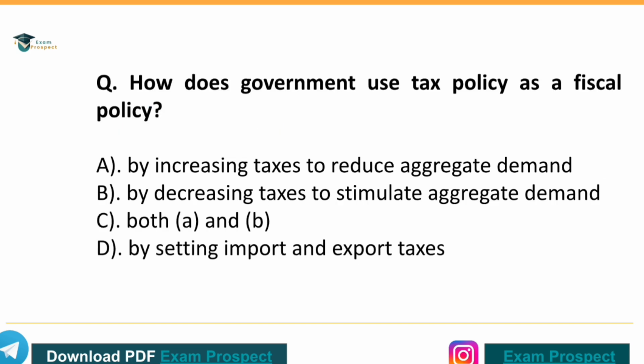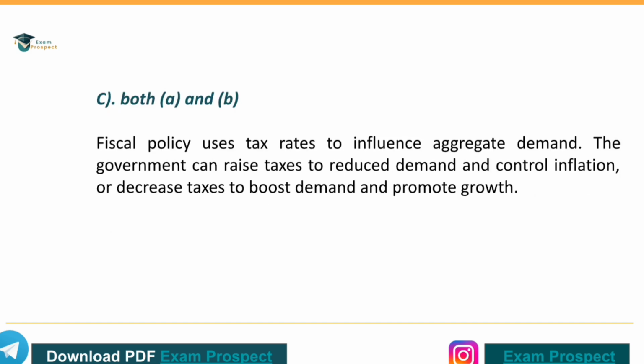Next question. How does government use tax policy as a fiscal policy? Correct answer is option C. Both option A and option B are correct. Here, fiscal policy uses tax rates to influence aggregate demand. The government can raise taxes to reduce demand and control inflation, or decrease taxes to boost demand and promote growth.